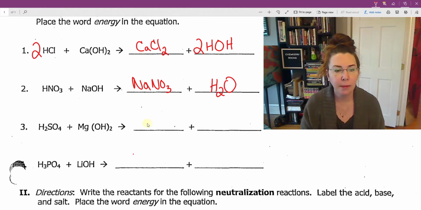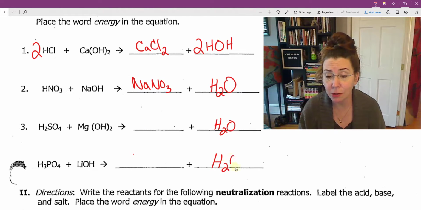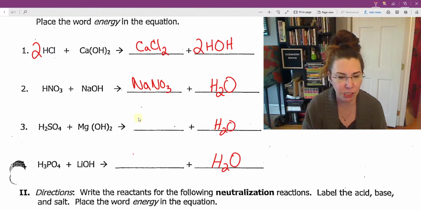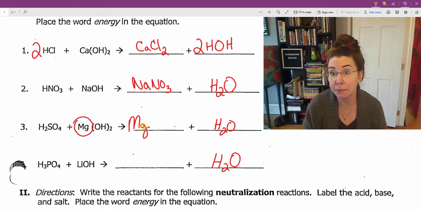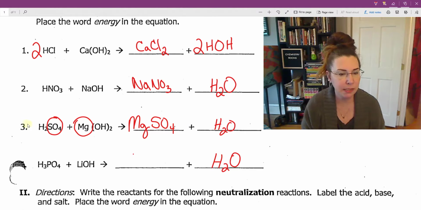All right, coming back to number 3. Here we have our water, and I'm just going to go ahead and throw water in all 4 of these because I know one of my products is always water. That never changes. So the first thing I'm going to look at is my base, and I see this magnesium here in my base. That is going to become the metal in my salt. Then I'm going to come over here and look at my acid. I'm going to see that sulfate. That is going to become the anion in my salt.